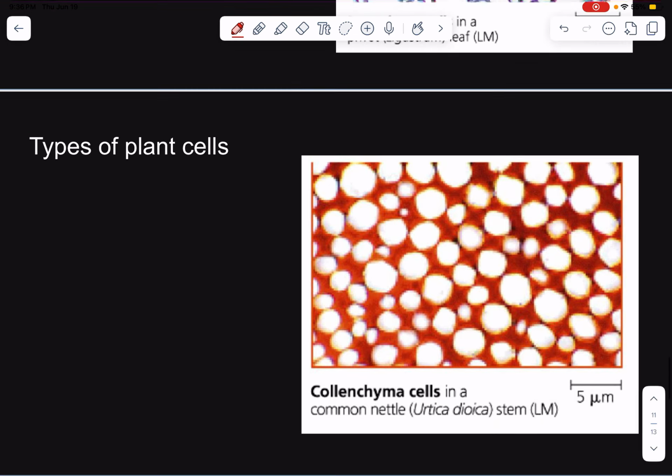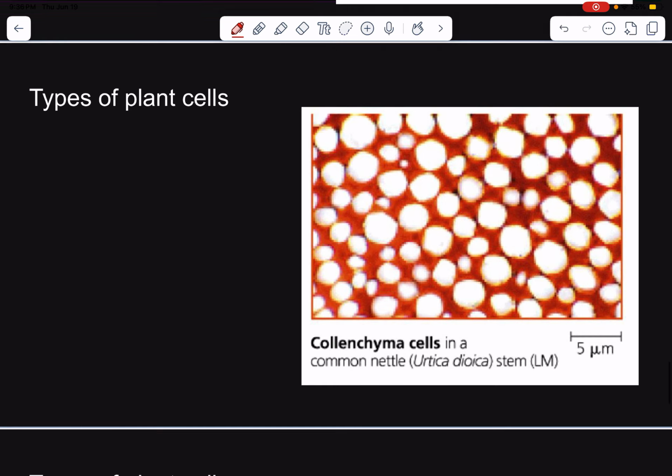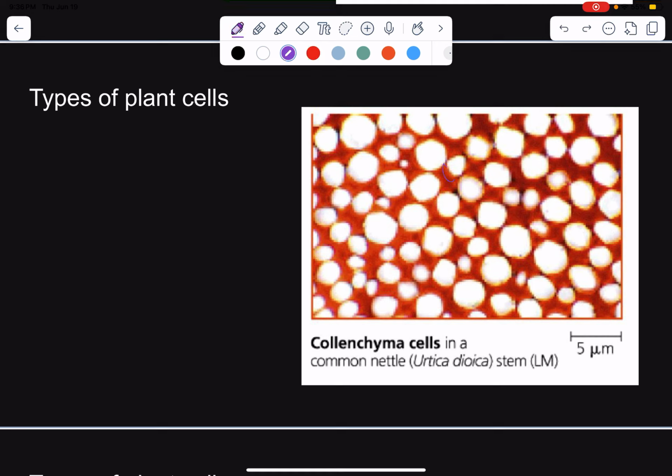Collenchyma cells, on the other hand, support young parts of the plant shoot, which is the non-root part, remember? They're elongated cells with unevenly thickened primary walls. So that's why there are places where this side of the wall is thicker, while in other parts it's going to be relatively less. And they're flexible and elongate with the growing leaves and stems. So as the plant grows up, these cells will also start growing longer.